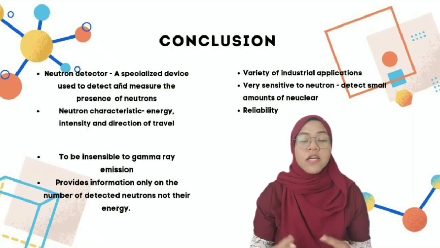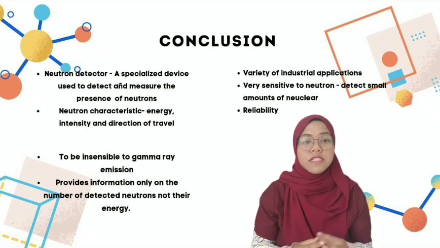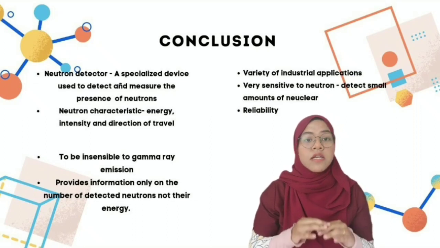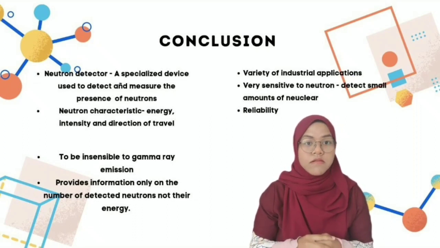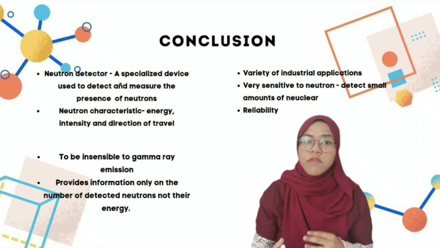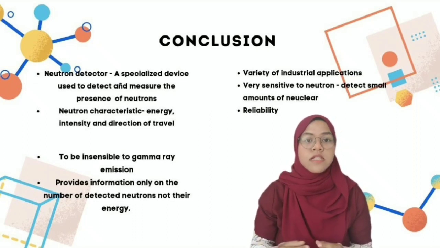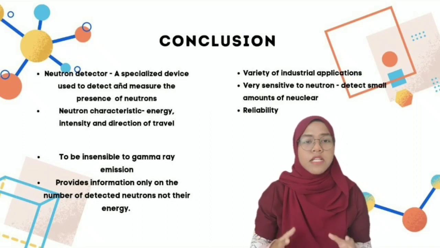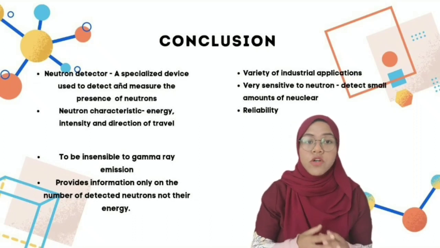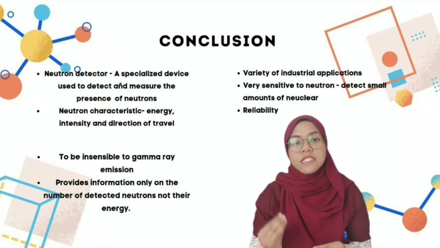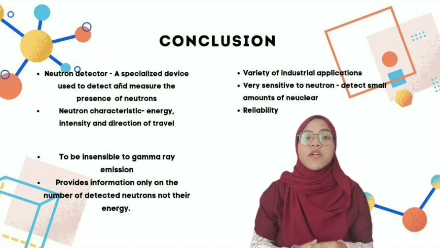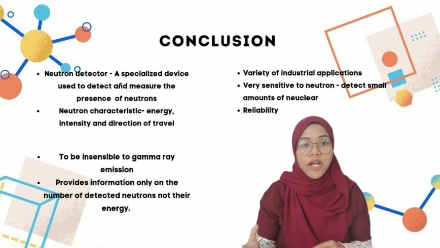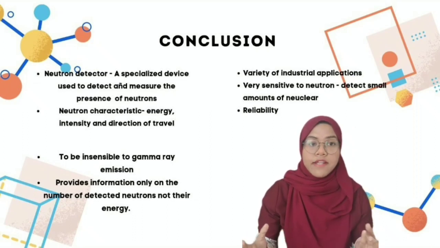As a conclusion, a neutron detector is a specialized device used to detect and measure the presence of neutrons, non-electrical subatomic particles. It provides information about neutron characteristics such as energy, intensity, and direction of travel. The main challenge for all types of neutron detectors is to be insensitive to gamma ray emission or to require an implemented technique to discriminate between neutron and background gamma ray events.